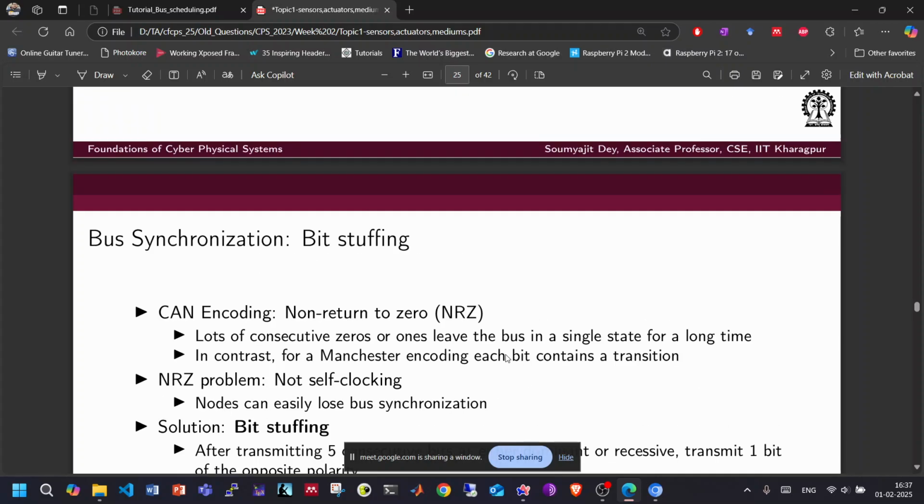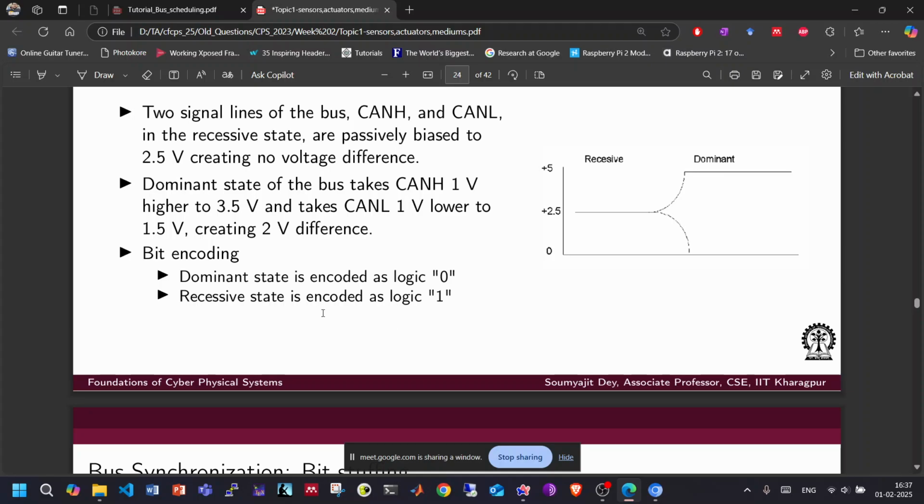So we have already told how we encode CAN bits. Dominant state is encoded with logic 0. Dominant state is this, and recessive state is encoded with logic 1. This is a recessive state. Normally, the dominant state should be logic one. Yes, that is what I was trying to say.